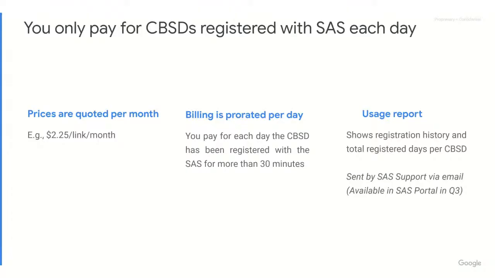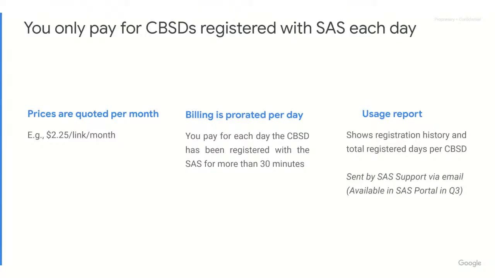The usage reports are separate from the invoices. So you're going to have access to two bits of information from Google. The first is a usage report. That's going to show you your history and your number of days for each CBSD you have on Google SAS. This time, that's going to be sent to you by Google SAS support via email. So you'll get an email with your usage report for the second quarter of 2020.